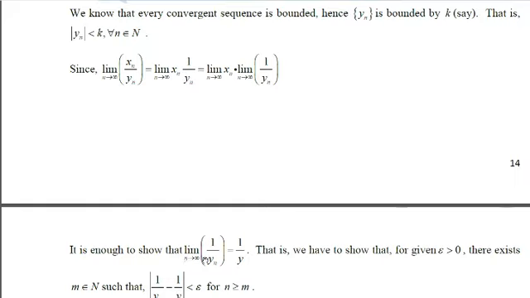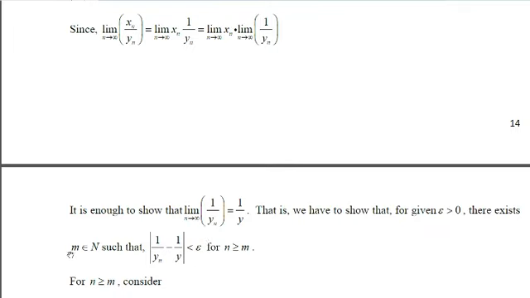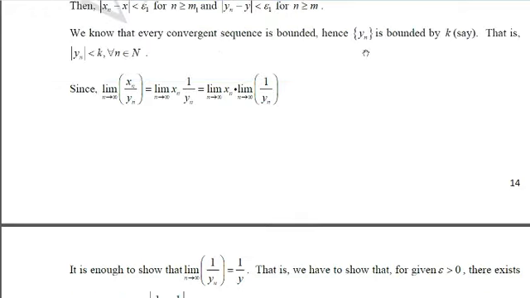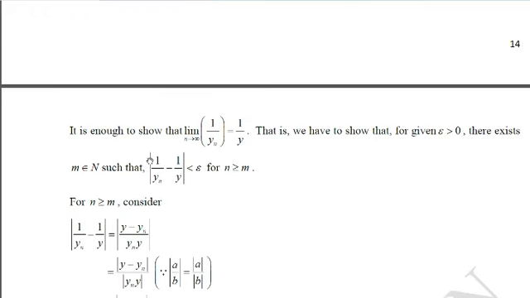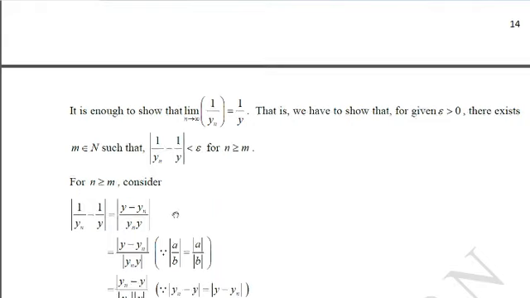So let us prove this one. How to show it? You have to show that for given epsilon greater than 0, there exists a positive integer m such that mod 1 by yn minus 1 by y is less than epsilon for n greater than or equal to m. Let us prove this. Already we have chosen n greater than or equal to m. So let us consider mod 1 by yn minus 1 by y and show that it is less than epsilon.